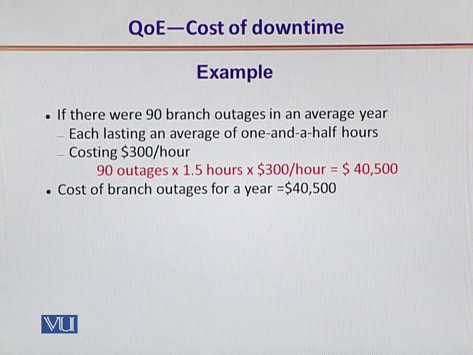As an example, if there were 90 branch outages in an average year, each costing $300 an hour, and each would last for 1.5 hours, then 90 outages, each comprising 1.5 hour duration, and the cost is $300 per hour. The total cost is going to be $40,500.